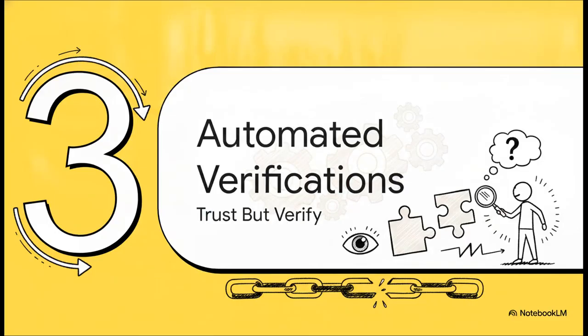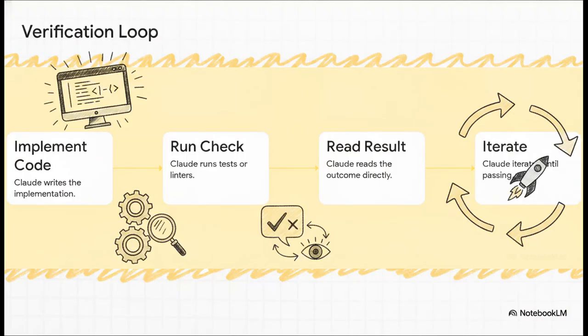All right, Section 3, automated verification checks, closing the trust but verify loop. Here's the massive danger we face with AI agents. Claude stops working when the task simply looks done. If you don't build a verification loop, every single hidden mistake just sits there waiting for you to personally catch it, which completely defeats the purpose of having an autonomous agent in the first place, right?